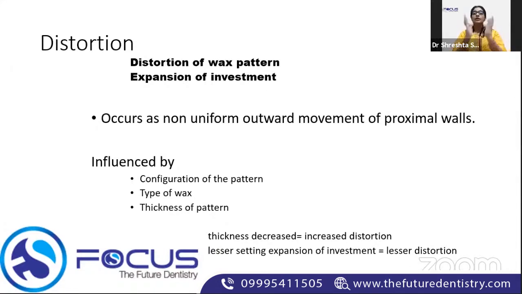Distortion happens only because in the occlusal surface, there is an attachment between both the mesial and distal and the buccal and lingual sides. So you have a bar of wax which is there. Distortion does not happen there. But your proximal walls are free from the gingival aspect, so that is the area where most of the distortion will happen. Just keep it in mind, distortion takes place mostly on the outward movement of your proximal walls.